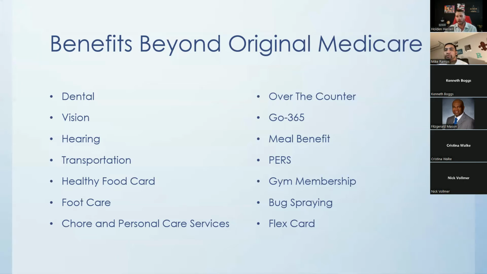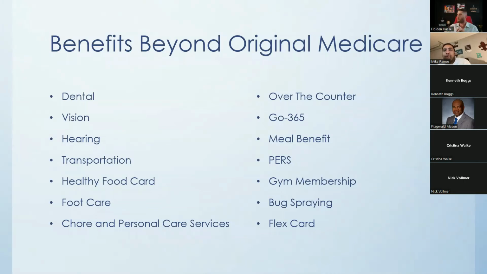So you look that up, or send me an email, and I'll send you the Go 365 information. Meal benefit is similar to the healthy food card, but the meal benefit comes when you get out of a nursing home. PRS, I just explained, gym membership, bug spraying, flex card. That's a big thing with WellCare. Mike, can you unmute yourself and walk us through that flex card and how WellCare does it? I know you sell them a lot. So yeah, go ahead.